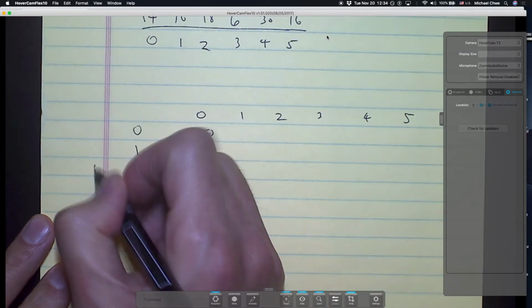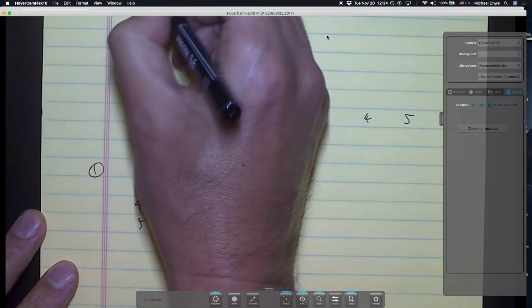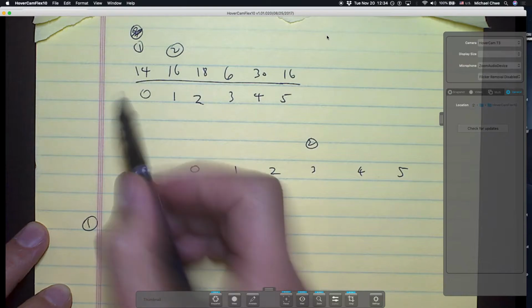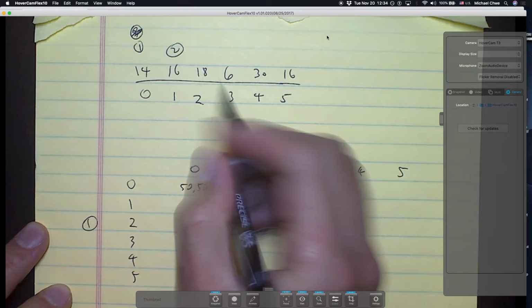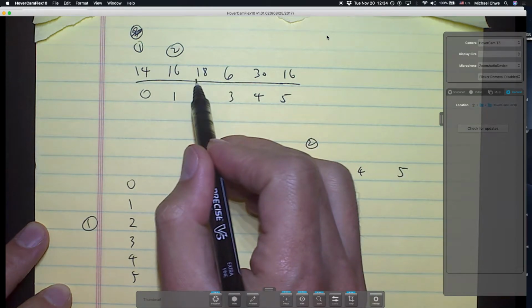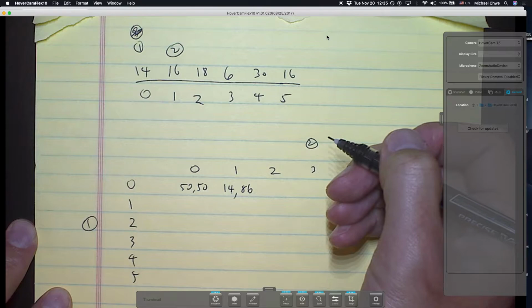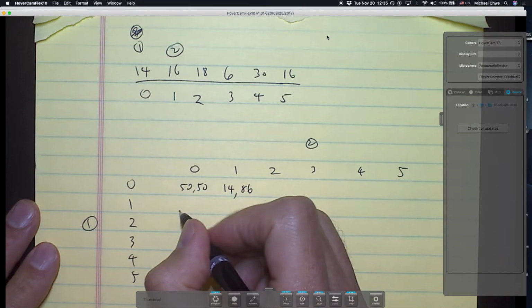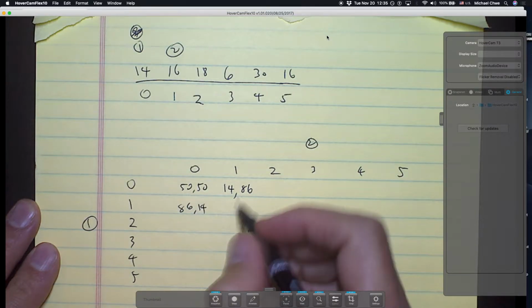If candidate 1 is at 0 and candidate 2 is at 1, then candidate 1 gets how many votes? Just 14, right? Candidate 1 gets these folks, and candidate 2 gets all the rest, which is 86. Does that make sense? This is literally just like the lecture. What goes in here? 86, 14. How about here? 1, 1. 50, 50.